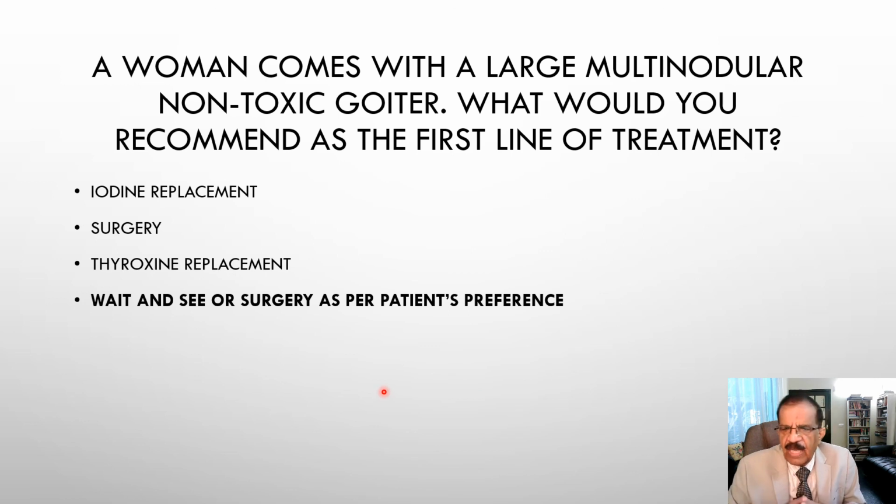I think one can have different opinions here. If this patient goes to a surgeon, the surgeon would definitely recommend surgery straight away. Iodine replacement and thyroxine replacement are certainly not going to work. The patient would need thyroxine replacement if this thyroid is removed surgically. I think wait and see, or surgery as per patient preference, is the best answer because it's not malignant. Surgery is not absolutely essential.